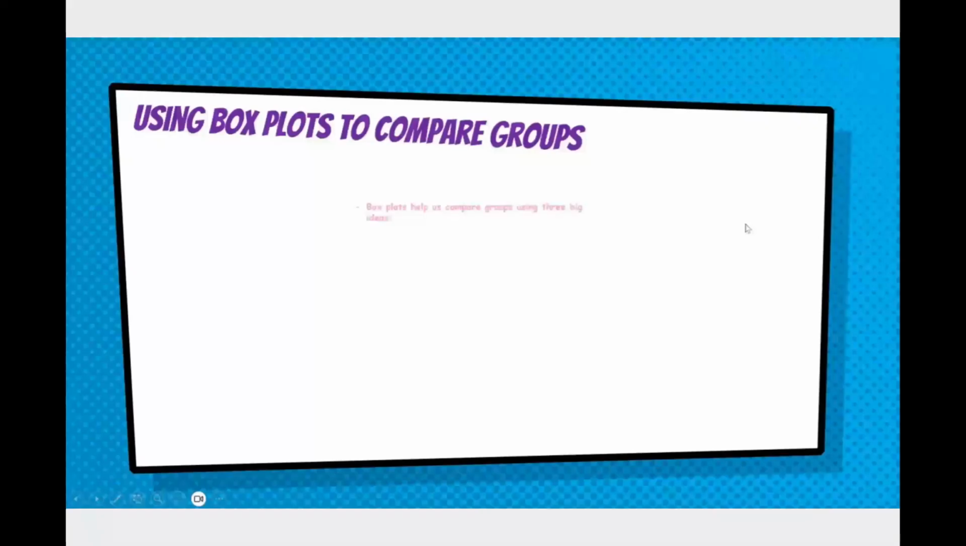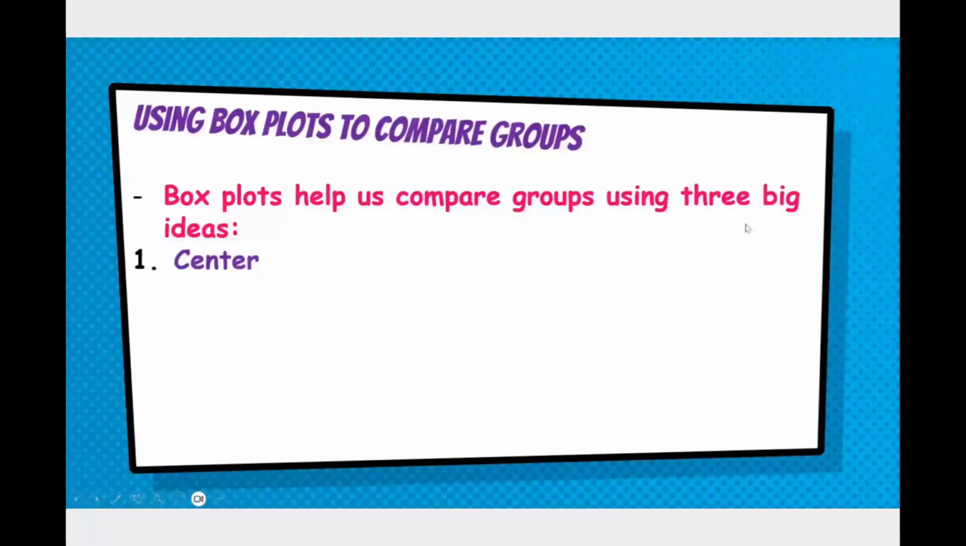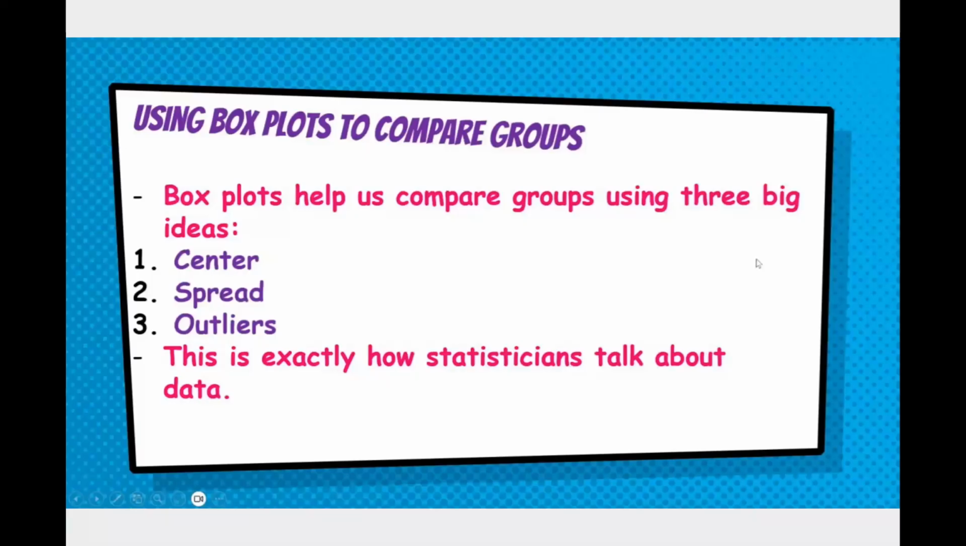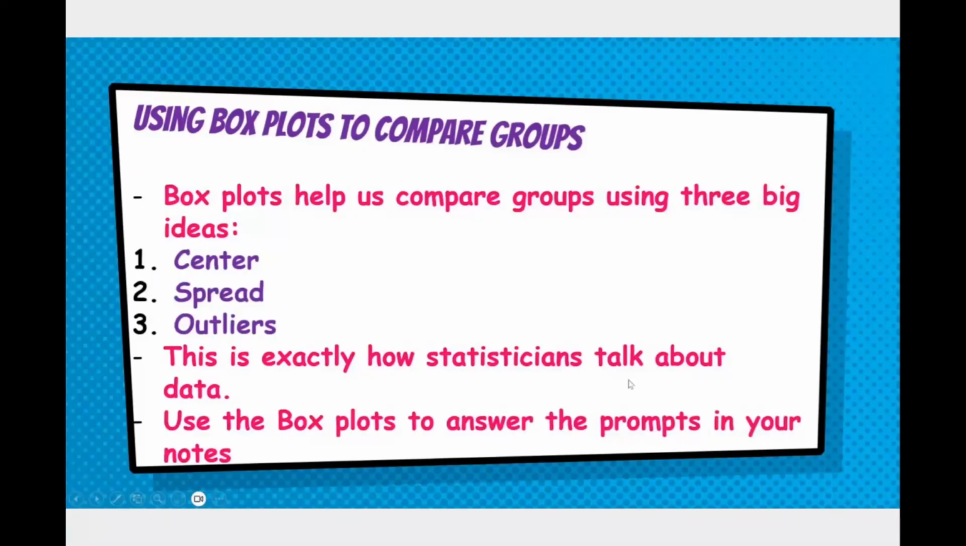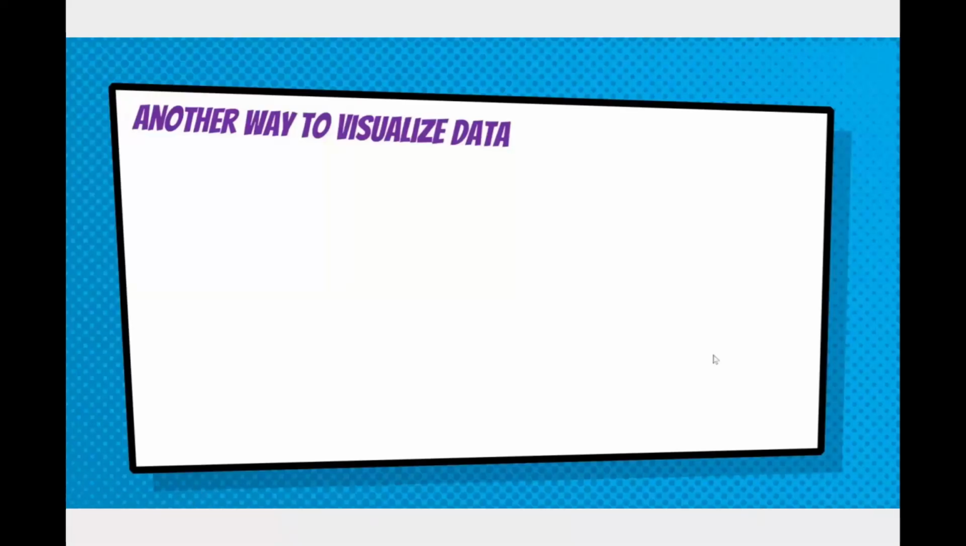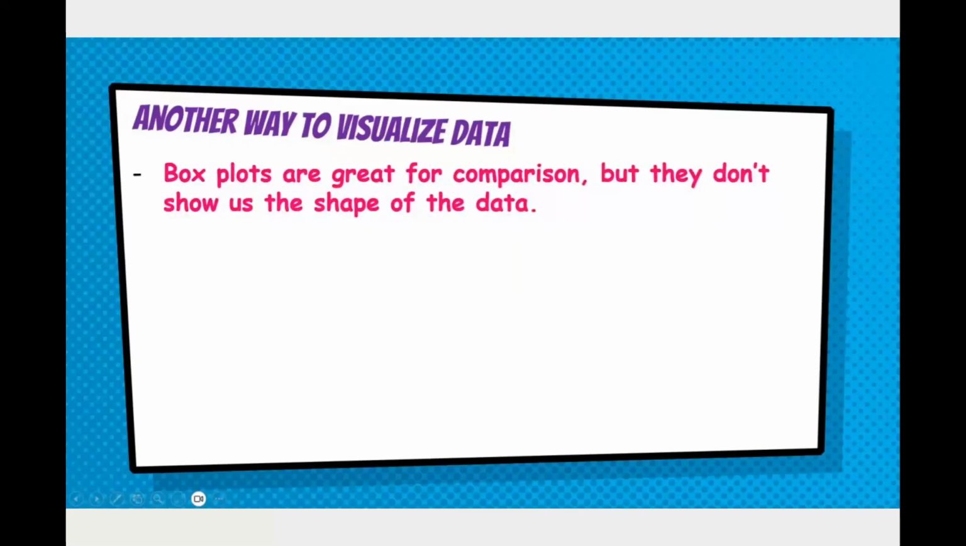So using box plots to compare groups, we should be able to see the center, talk about the spread, and see if there are any outliers, which there weren't. This is exactly how statisticians talk about data. So we're going to use our box plots to answer the prompts in your notes. I'm not going to go over those if you're watching this video. You can answer them based off of this. I want you to start thinking that way about data from looking at a visual.